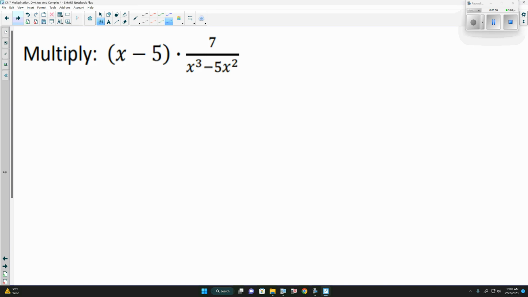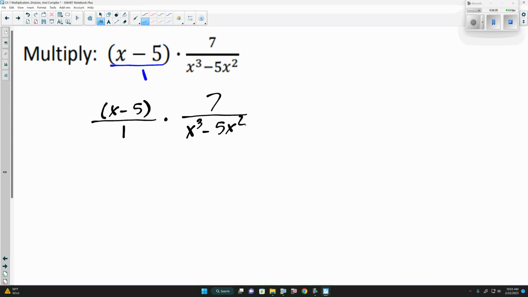Let's look at this next one here. The quantity x minus 5 times 7 over x cubed minus 5x squared. The denominator for this first one is understood to be 1. So what we're saying is that we have x minus 5 over 1 times 7 over x cubed minus 5x squared. Now we can multiply these together. We multiply numerators with numerators, denominators with denominators, tops of the fractions with tops of the fractions, bottoms with the bottoms.